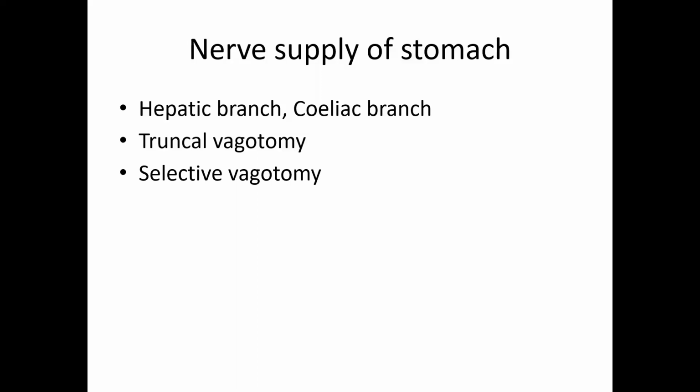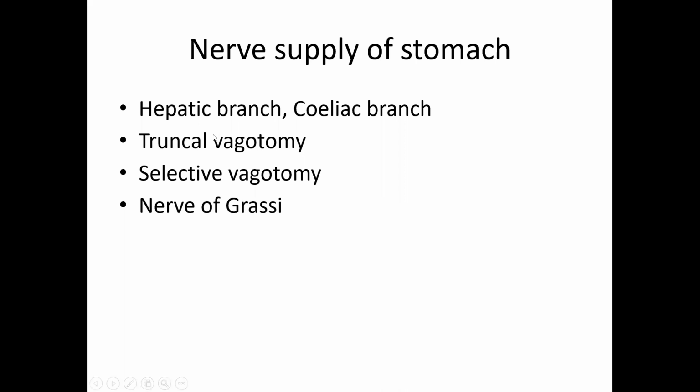Instead of all these side effects, they thought, why cut the whole of the main trunk of vagus? After the hepatic branch is given and after the celiac branch is given, then cut the vagus. That is called selective vagotomy. So only those which are supplying the stomach are affected. Acid secretion decreases, but digestion, etc., of the intestine does not suffer. However, the branch to the pylorus is also affected, so you have to follow it with a surgical pyloroplasty.